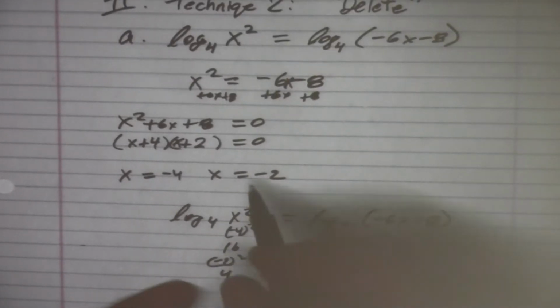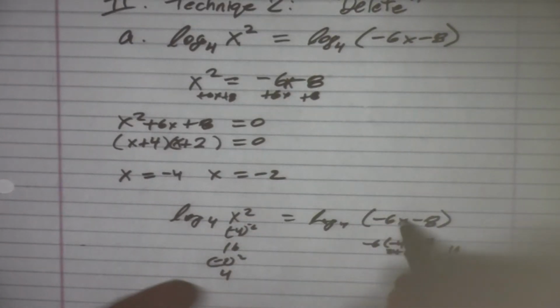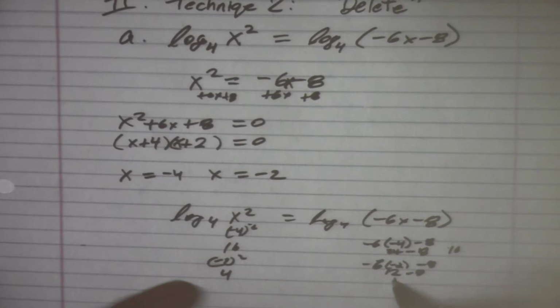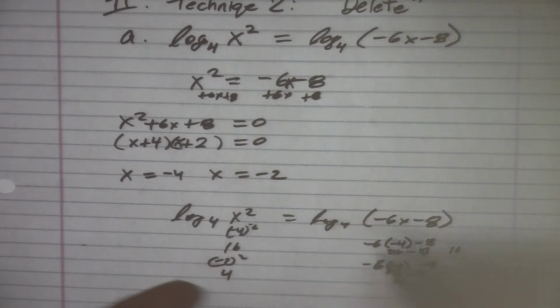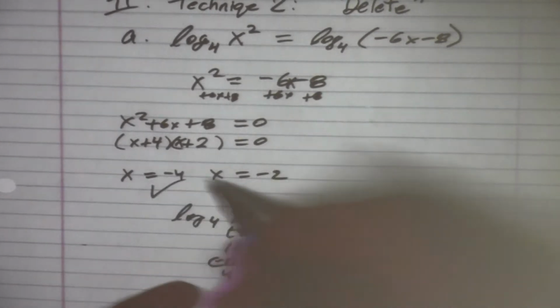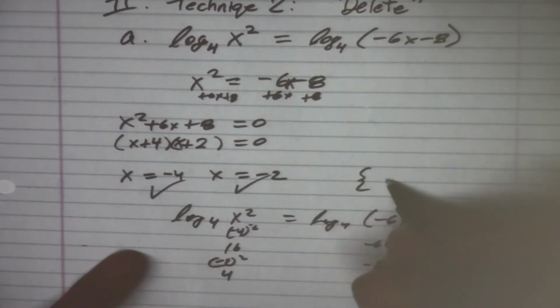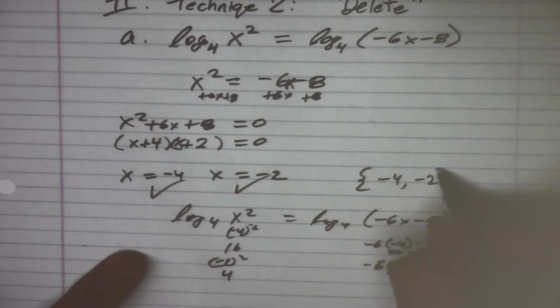And then if I do it with the negative 2, well, negative 6 times negative 2 minus 8, that's positive 12, and 12 minus 8 is indeed 4. So we got 4 and we got 4 for the negative 2. Both of them are correct. Yay, that means that the solution set is negative 4 and negative 2.